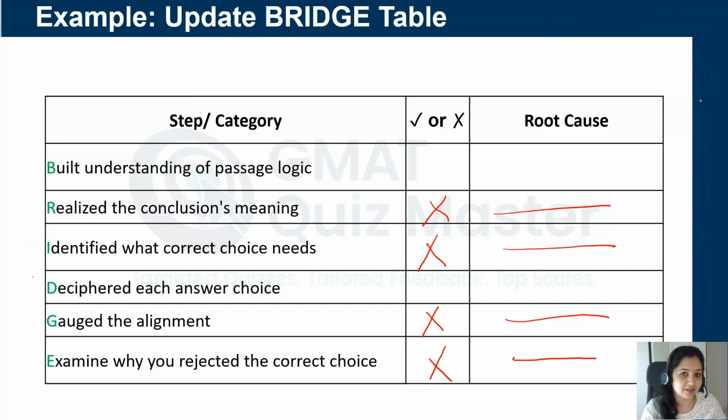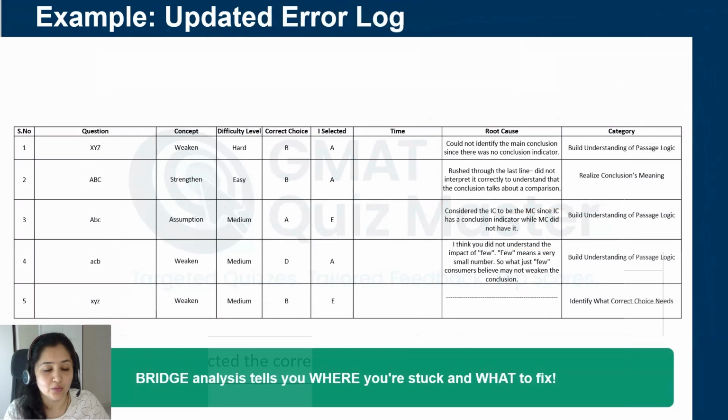Now you can update your error log for this question using this updated bridge table. So wherever you have a cross, for example, in this particular example, you have a cross in realized the conclusion's meaning, and because of that, you have a cross in identified what correct choice needs to convey, then gauge the alignment, then examine why you rejected the correct choice. So, all of these are the categories in which you faltered, and you have the root cause analysis for all these categories. So, you have the category of your mistakes and you have the root cause analysis of your mistake. You can update both these columns against this question in your error log. Now, this is the power of bridge analysis and error log.